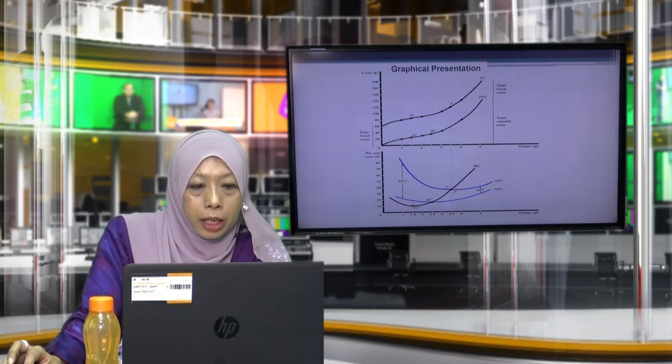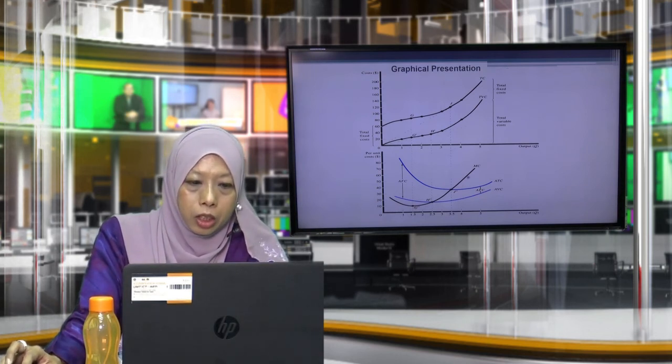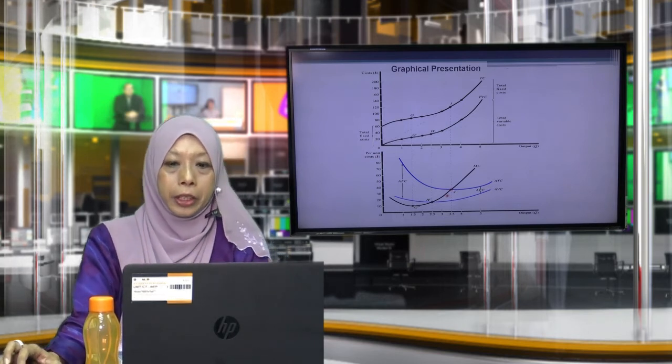And then we have our marginal cost curve, which is also U-shaped, and you can see that the marginal cost curve cuts the two average cost curves, average variable cost and average total cost, at their minimum points.